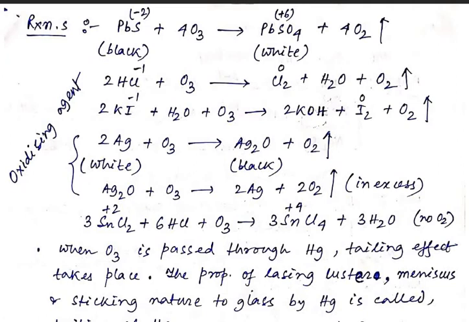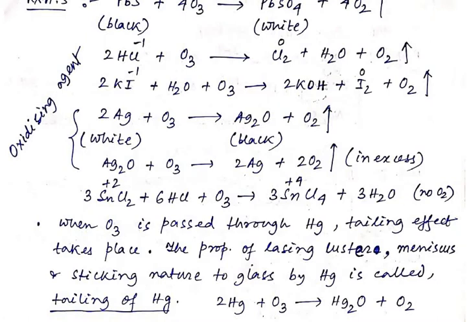In the next reaction, if I have potassium iodide, KI, and it reacts with water and ozone, it will give potassium hydroxide along with iodine and oxygen. In this reaction, the oxidation number of iodine in KI is -1, but in iodine it is 0. So here also from left to right the oxidation number increases, and ozone is acting as the oxidizing agent.